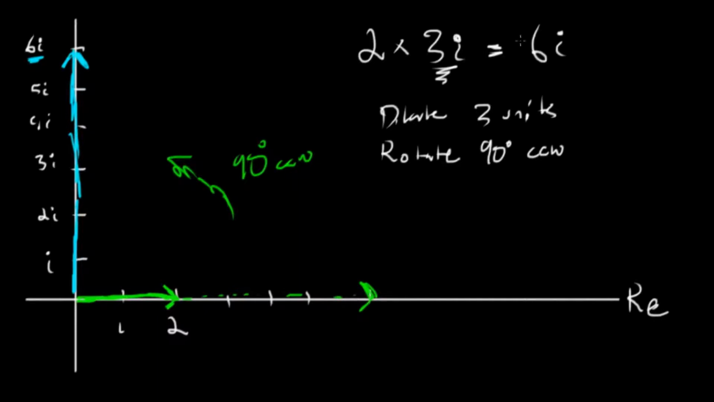All right, so multiplying by a scalar multiple of i does the same thing. It rotates 90 degrees counterclockwise, but it also scales. So 3i, also a very usable number, has the property that when you multiply by 3i, you dilate and rotate.